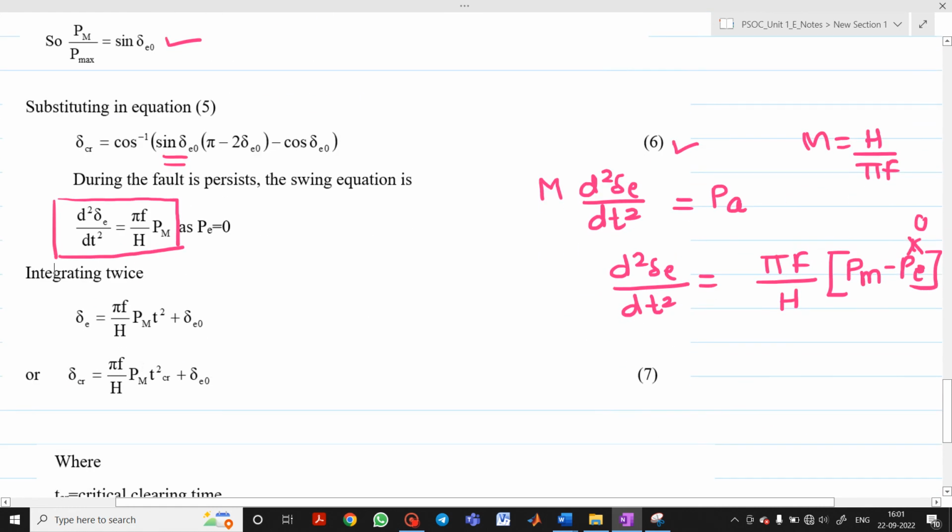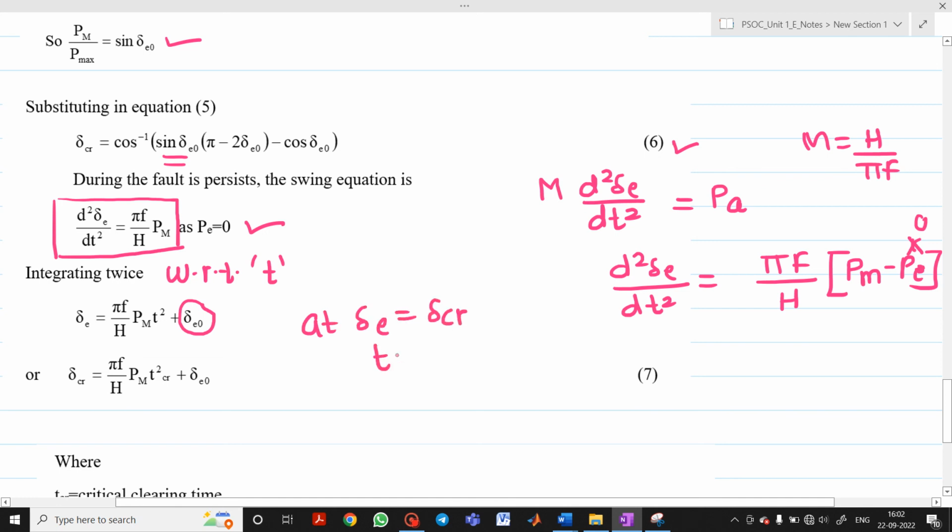Now integrate twice this equation. Why are we integrating with respect to time? Because now we have to find the relationship or the formula for the critical clearing time. So if we integrate, what will you get? It is very simple. Delta equal to pi f upon H PM t square, plus some constant of integration, and it is nothing but delta 0. Now what I will do? At delta equal to delta CR.